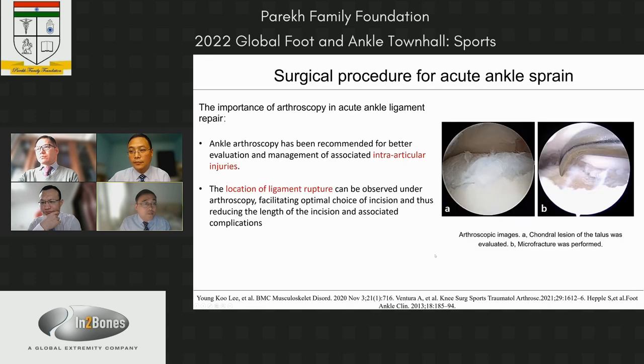In recent years, the importance of arthroscopy in ankle ligament repair has been published. Ankle arthroscopy has been recommended for better evaluation and management of associated intra-articular injuries. We can see that for the osteochondral lesion of the talus, it was evaluated and microfracture could be performed. The location of ligament rupture could also be observed under arthroscopy, facilitating optimal choice of the incision and thus reducing the length of the incision and associated complications.